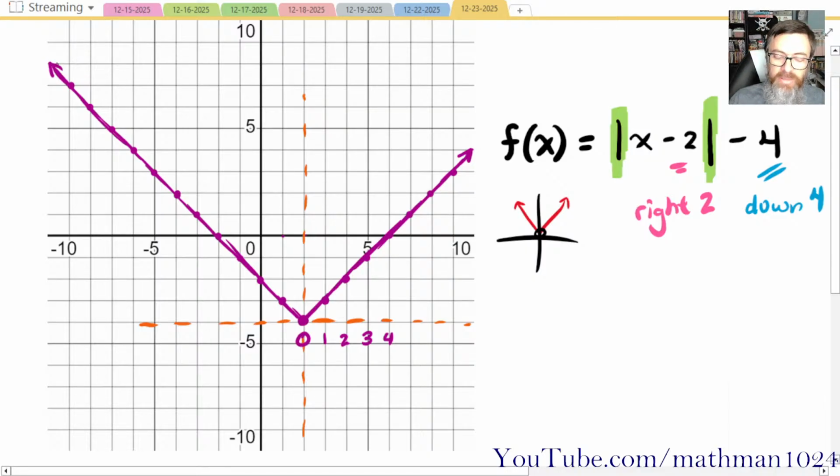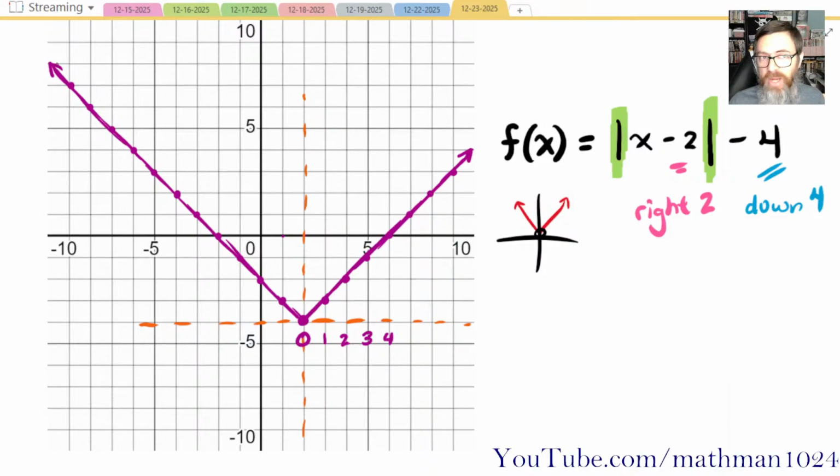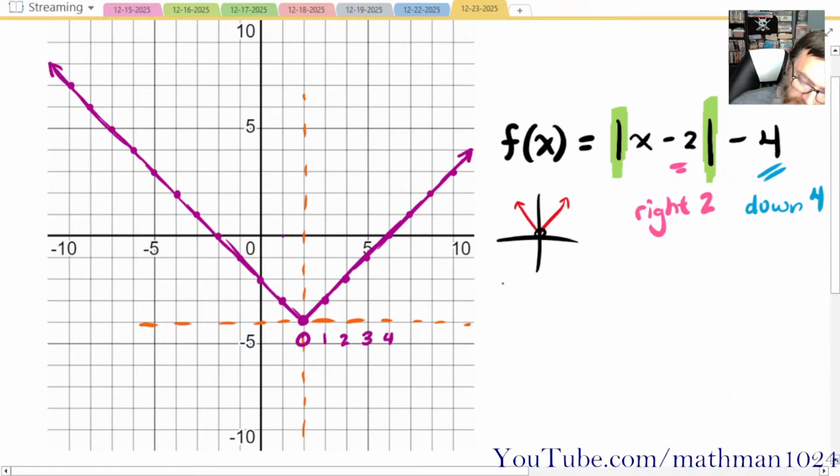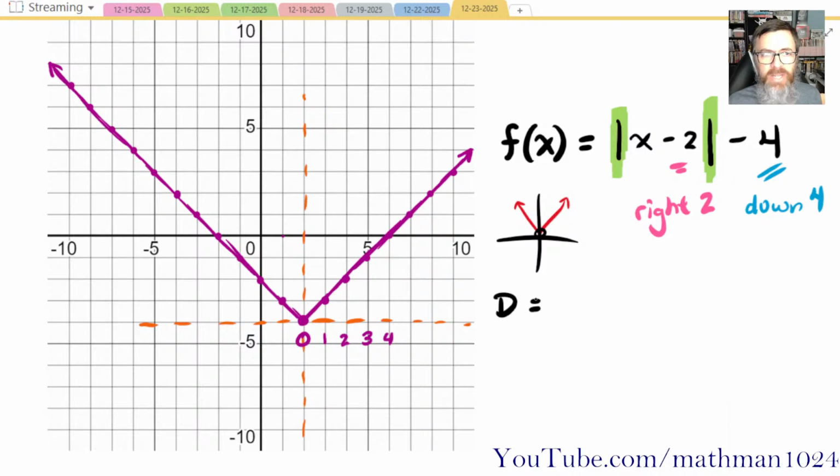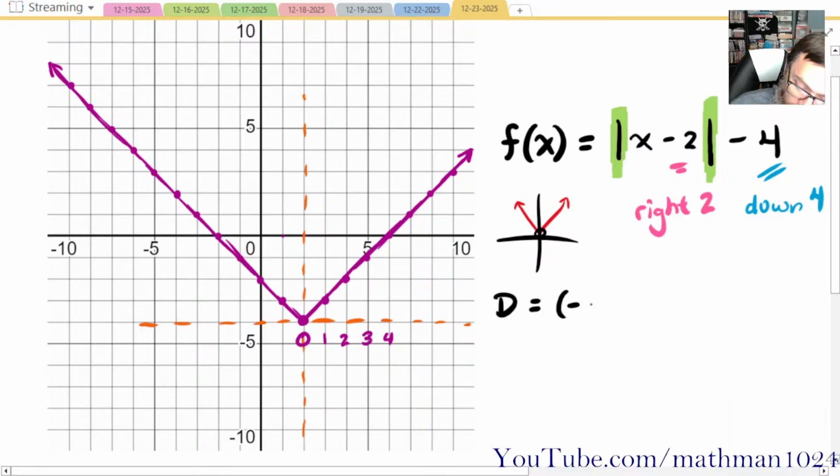Now, let's talk about what our domain and range would be, and a few other things. So my domain, remember, the domain is going to be the set of x values that you used for this graph. And you see this guy goes all the way left, all the way right. So that means it would be all real numbers. So negative infinity to positive infinity.